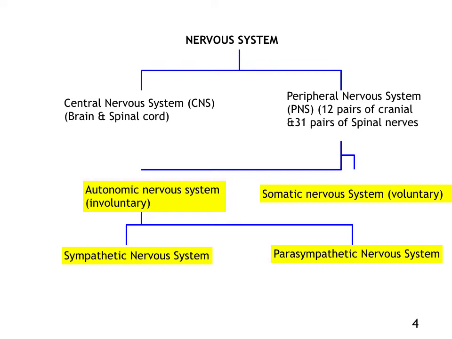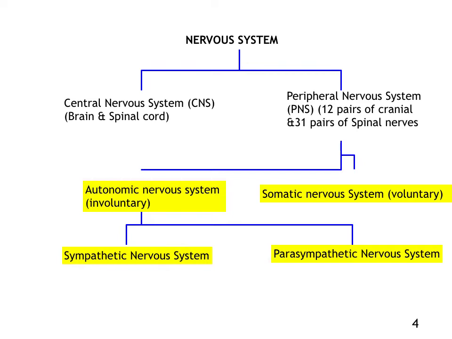These are olfactory, optic, oculomotor, trochlear, trigeminal, abducent, facial, vestibulocochlear, glossopharyngeal, vagus, spinal accessory, and hypoglossal nerve. These are the 12 pairs of cranial nerves in order, and there are 31 pairs of spinal nerves. These are 8 cervical, 12 thoracic, 5 lumbar, 5 sacral, and 1 pair of coccygeal nerves. So that constitutes the peripheral nervous system.